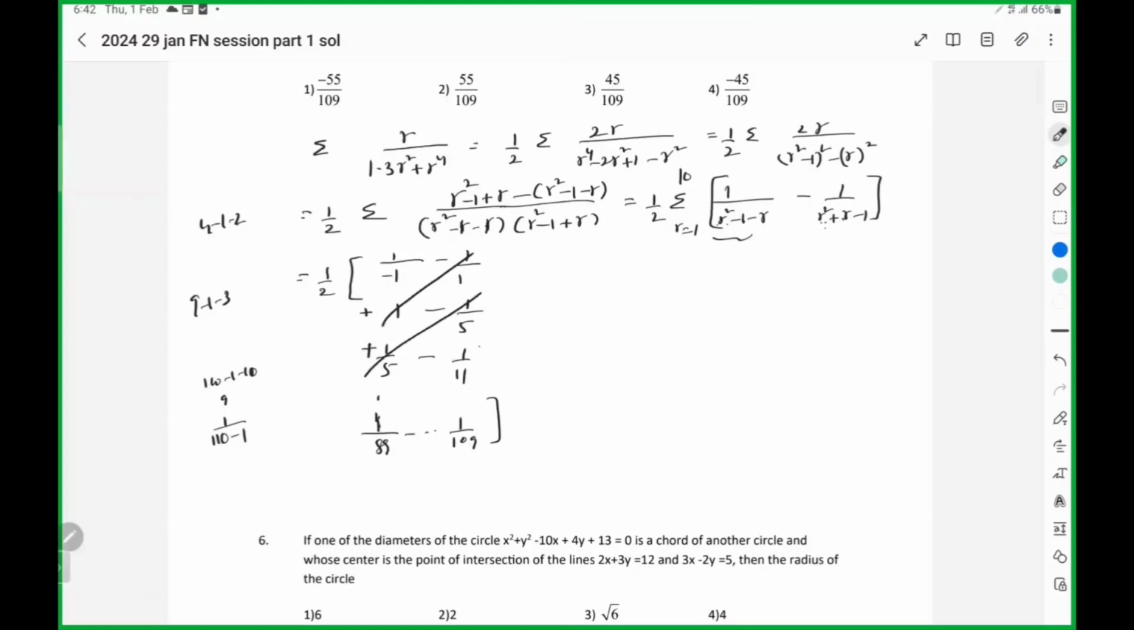So this gets cancelled out. Half into minus 1, so it is minus 110 by 2 into 109. So minus 55 by 109.